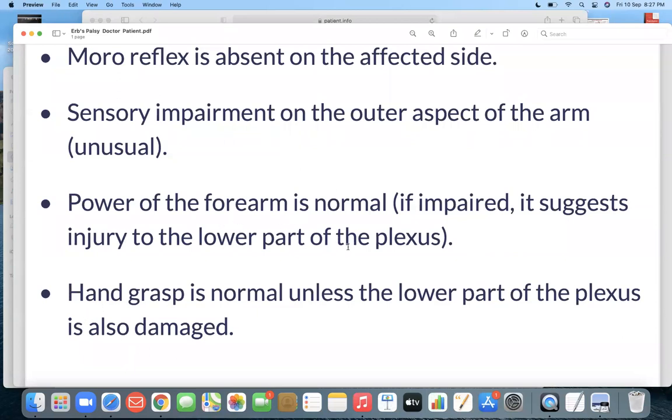He's telling forearm. But since the child will have his hands in the pronated position, will he be able to flex the hand? No, right? So how will you test that the power of the forearm is normal? Can someone comment on this? Like, this is the power of the forearm.